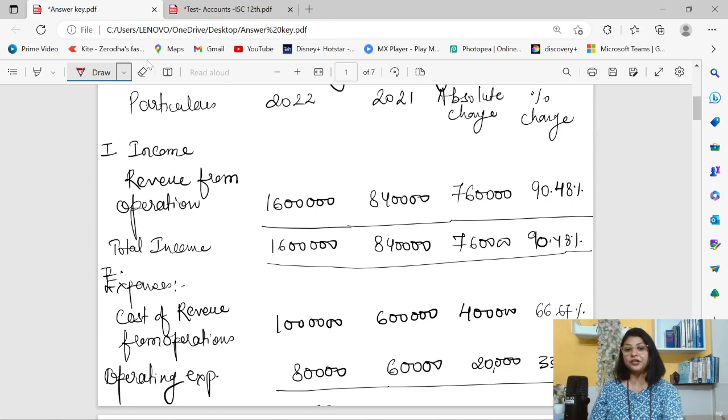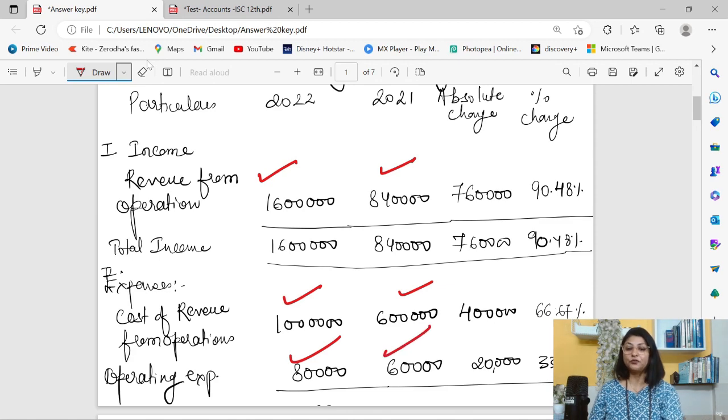So you can see over here what is there. This is revenue from operation for both the years, 16 lakh and 8 lakh 40,000, which was 200 times of the cost of revenue from operation. As you can see, I have not written purchases over here because it was not required. Purchases is part of cost of goods sold. Directly I have written cost of revenue from operation in both the places, and then operating expenses.